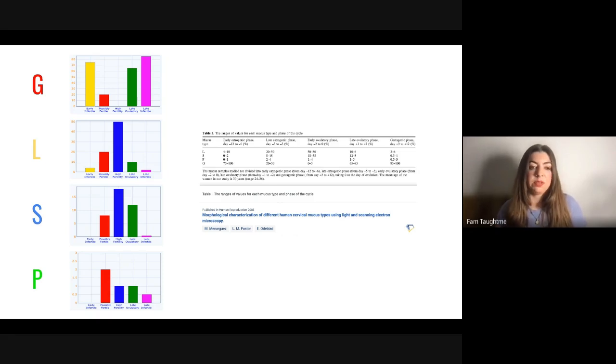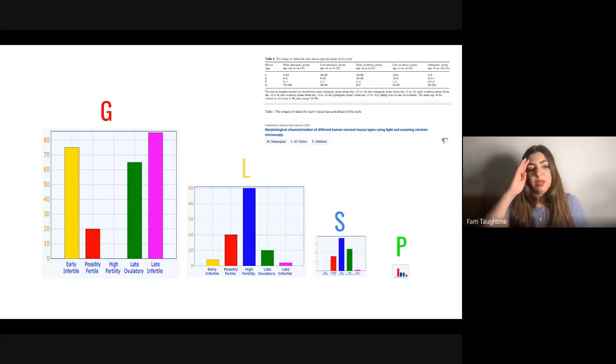That's the table taken from the data, morphological characterization of different human cervical mucus types. And we're just looking at the differences in the different phases. So you can see that the G mucus is clearly correlated with the time of infertility, whereas the other three mucuses show up somewhere in the fertility process, more towards the center. But the values are different for these. So I wanted to depict that a little bit as well. In terms of actual percentages, the most is G mucus that you have, and then it descends from there: L, S, and P.